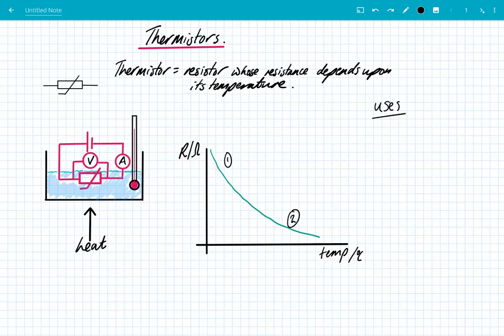Nice, easy, quick topic. So what is a thermistor? It's a thermal resistor. A resistor whose resistance depends upon its temperature. And the symbol for it is shown here. Just one that you just need to learn and remember.